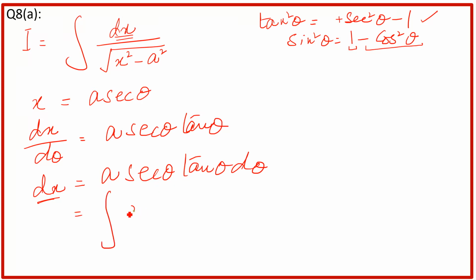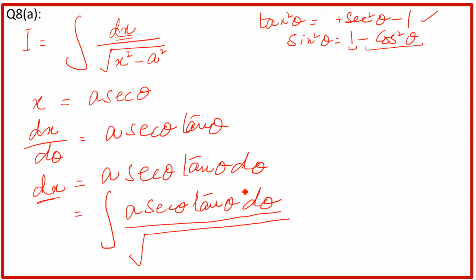So see here, a secant theta tan theta d theta. And in the denominator, see, this x is equal to a secant theta, only the x, right? You do not have to consider the power, only the x. So instead of x square, we can write a square secant square theta, and then we have minus a square. How simple it is, right? So okay, move on.